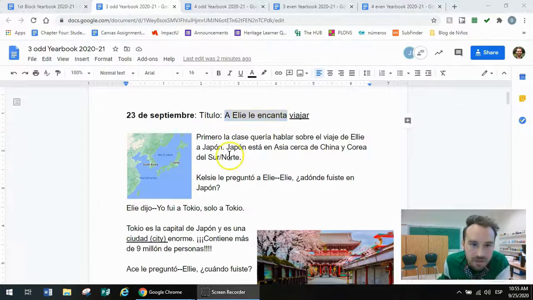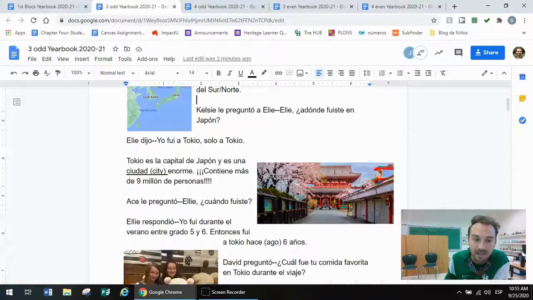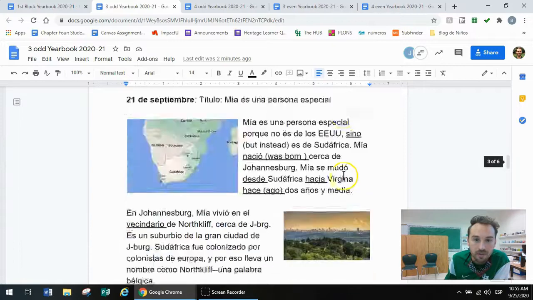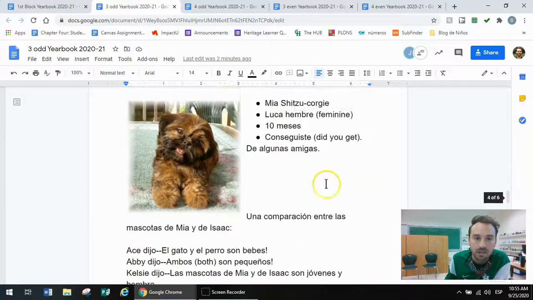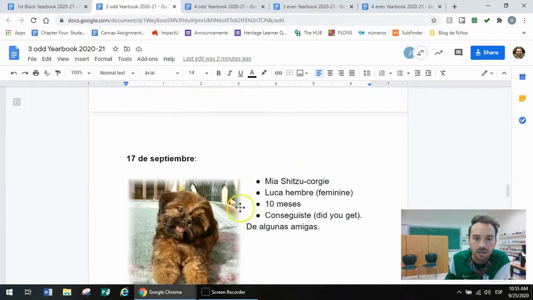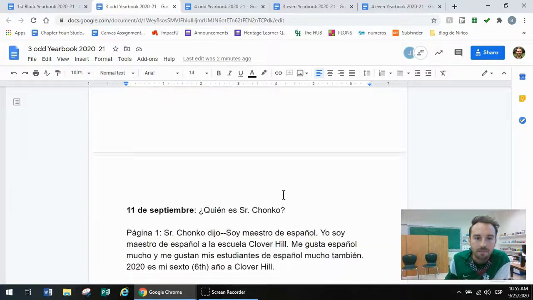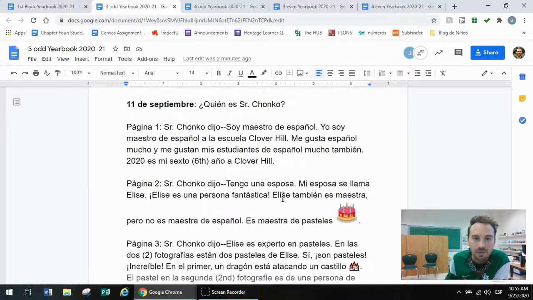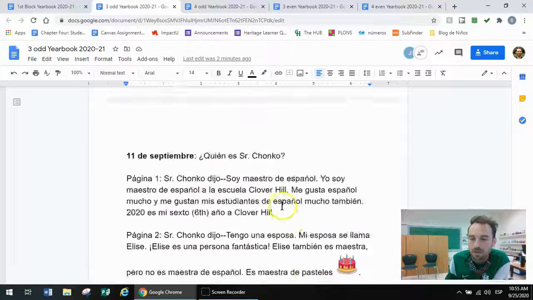So that's the final piece of the puzzle in my teaching, is that I have a document I call the yearbook, where every page is a new text date. So look at all the text that we've generated. Right? This was a class about the student from South Africa. This was a class where we were talking about animals, and we talked about what animals people have. This was a class where I was introducing myself and my family. So this is a beautiful thing.